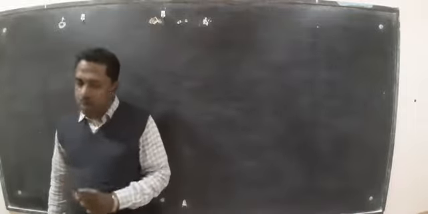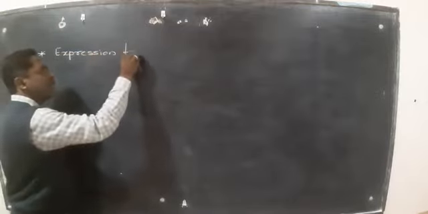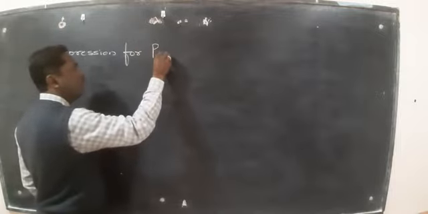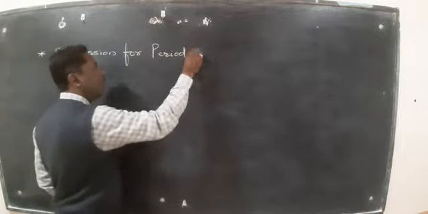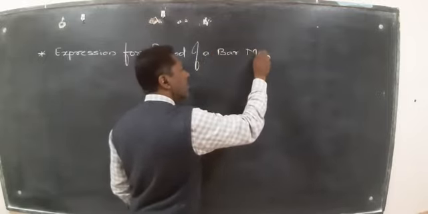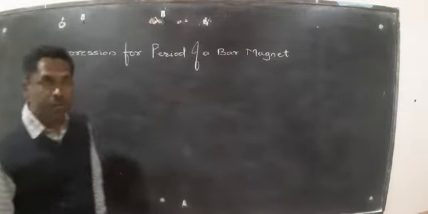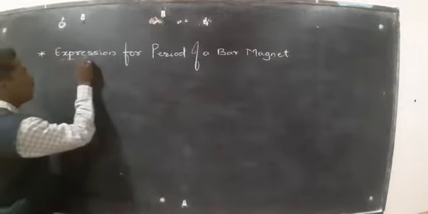Now, after getting the idea of damped oscillation, let us consider the last article of this chapter: derive an expression for the period of a bar magnet. Derive an expression for the period of a bar magnet.